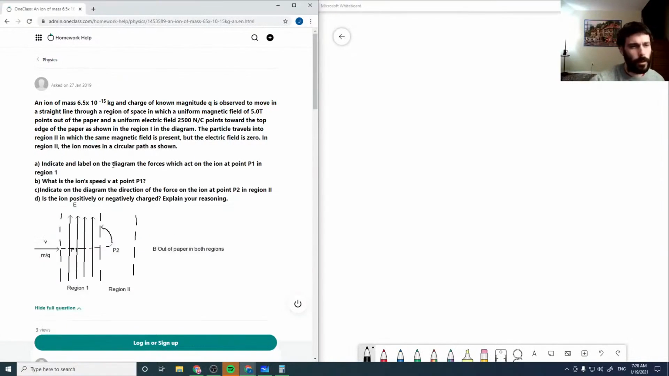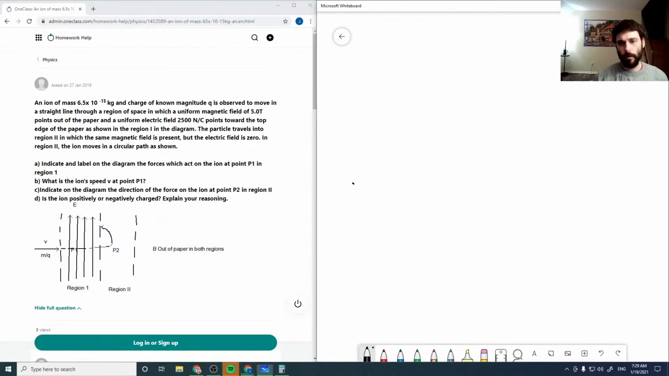So for this one here, we've got an ion of mass 6.5 times 10 to the minus 15 kilograms. And the charge is some unknown magnitude. It moves in a straight line through a region of space in which we have a uniform magnetic field which points out of the paper.